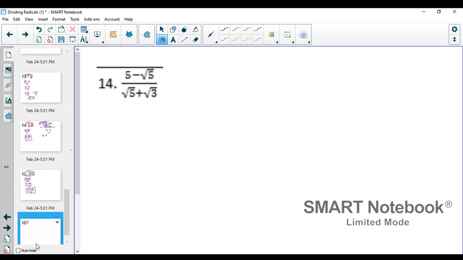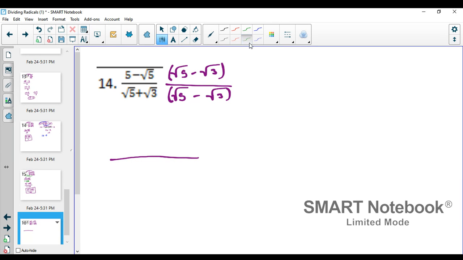And then our last example, we have 5 minus the square root of 5 over 5 plus the square root of 3. So our conjugate this time is the square root of 5 minus the square root of 3. And that is what we're multiplying the numerator and the denominator by. Now, let's do the denominator first in this one because it's going to be a little bit easier. So we have the square root of 5 times the square root of 5, which is 5. And then the square root of 3 times the negative square root of 3, which is minus 3.